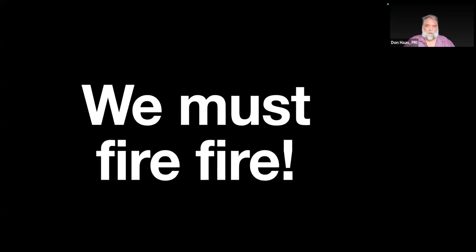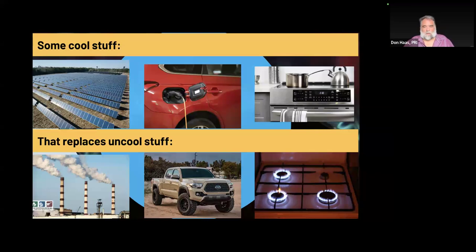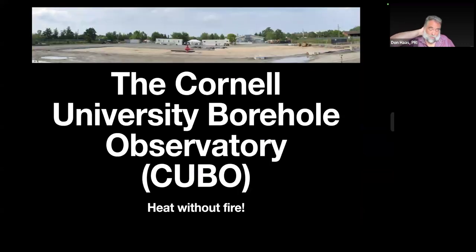And now for some invigorating possibilities, we have to fire. And what I mean by that is, wherever we're burning something in our energy and transportation systems, we need to fire, get it out of there and replace it with something else. And here are a few examples. Solar cells replacing coal-fired power plants, EVs replacing internal combustion engines, and induction ranges replacing gas ranges. So those are all good, simple things on a personal level, and on a broader scale.